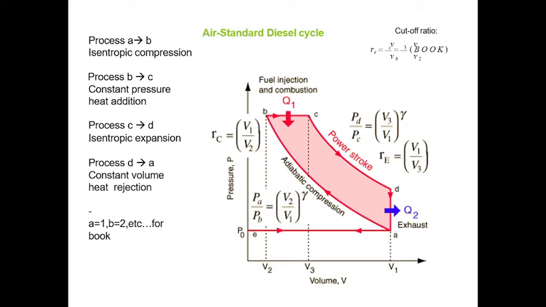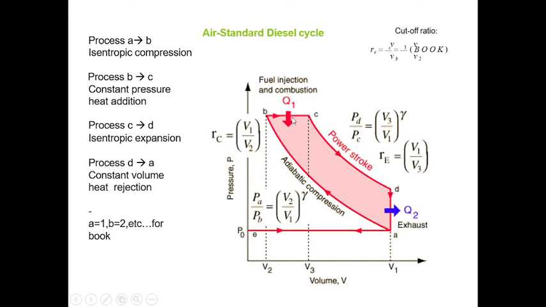So process A to B is isentropic compression. So from A to B, here's the input where we get the air. So from A to B is the isentropic compression, and then B to C is the isentropic expansion, same entropy.